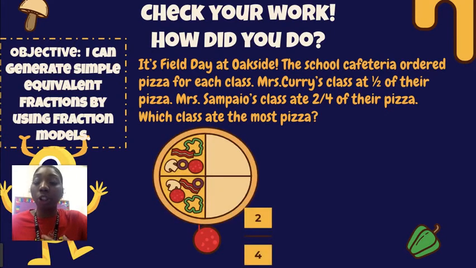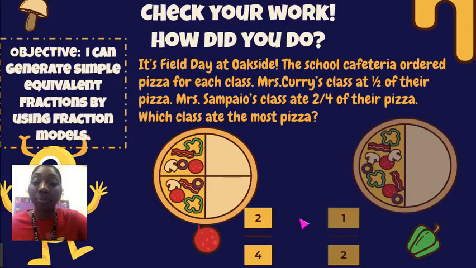Well, first I'm going to draw a picture. Well, I know that Mrs. Sampaio's class ate 2/4 of their pizza. So I'm going to draw a pizza pie. And remember, you're double checking your work. So we drew a pizza pie, and in the pizza pie, we broke it into 4 pieces. And we know that 2 out of the 4 pieces are gone. That's how much the class ate.